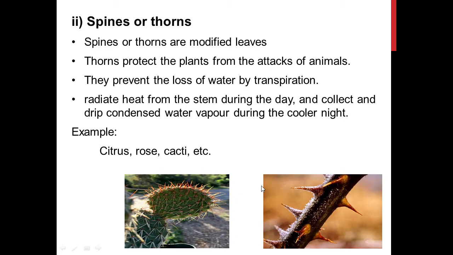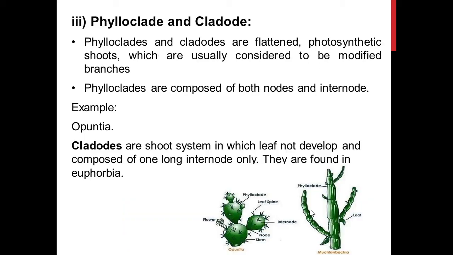Now these spines or thorns, you can easily observe these thorns in roses and cacti, and these are modified leaves and help in protection from herbivores or attack of animals. They prevent the loss of water by transpiration, and these also help in radiating heat from the stem during the day, and at night they help in condensing water vapors. So examples of spines and thorns are citrus, rose and cactus plants, where you can easily observe these spines or thorns.